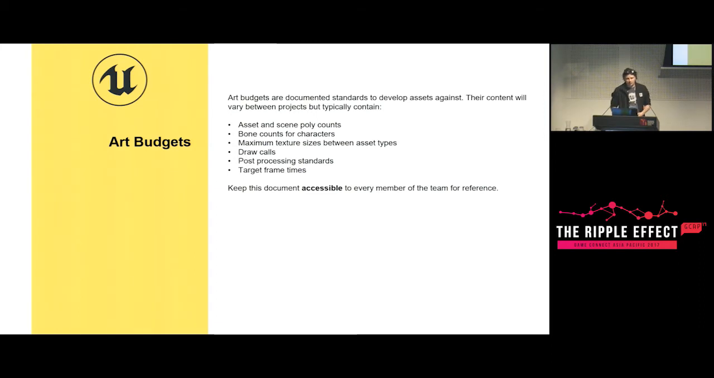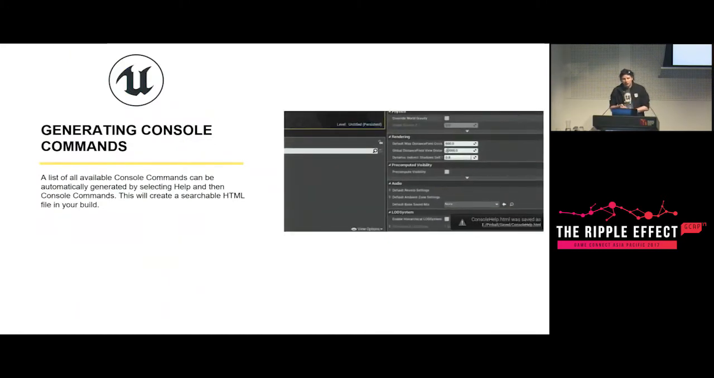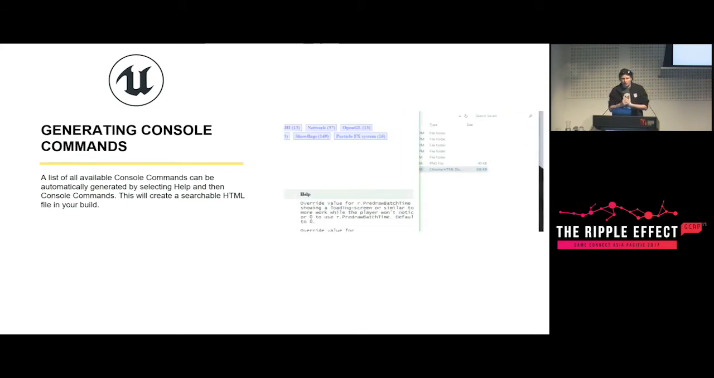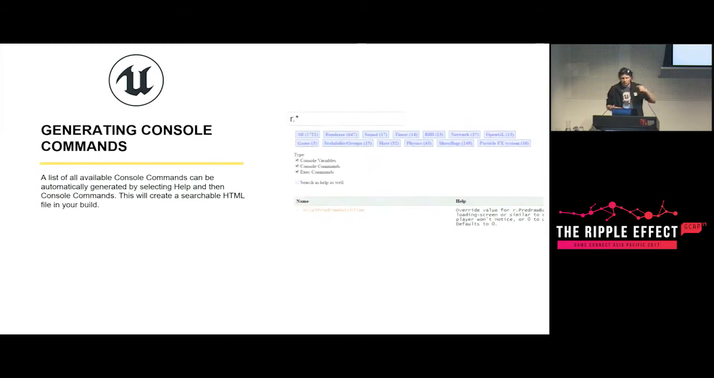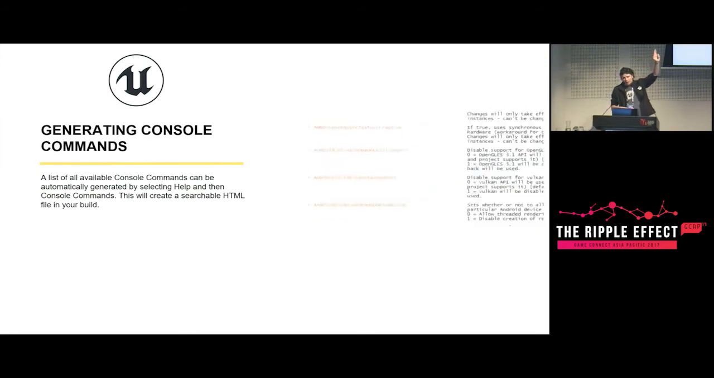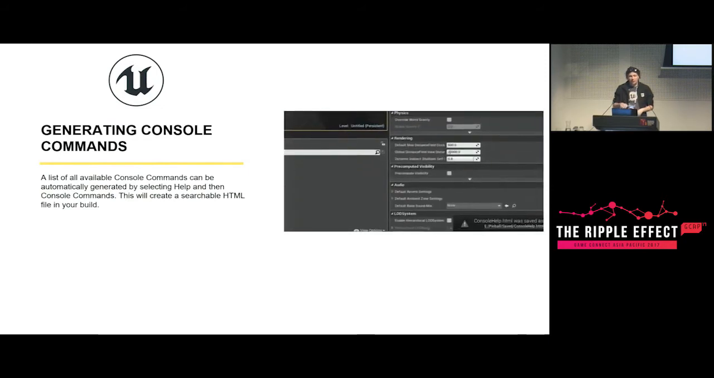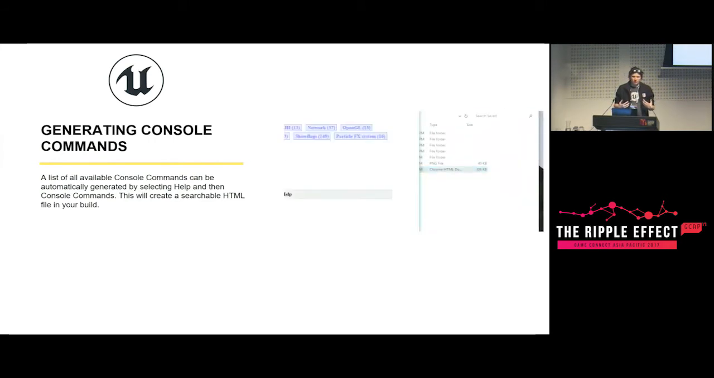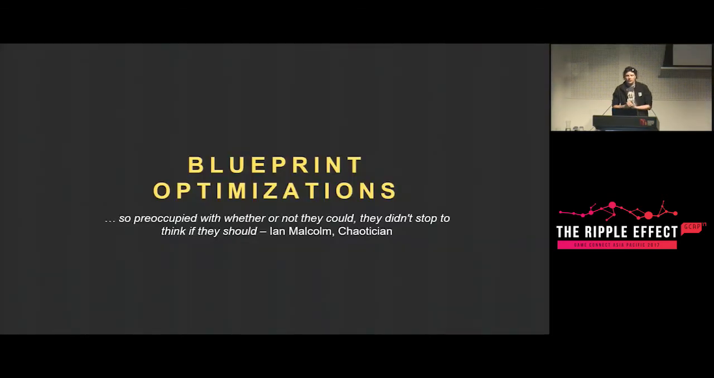So for the next section that we're going to go into, one thing I'd like to flag is generating console commands. There's a lot of console commands in Unreal, and a lot of them are kind of hard to find. One thing that you can do is click the help button in the top of your editor and scroll down to console commands, and it's going to generate an HTML file with all of the console commands you can have in a nice, searchable format, easier to read than this GIF. So I do recommend checking that out because it is really going to help out.